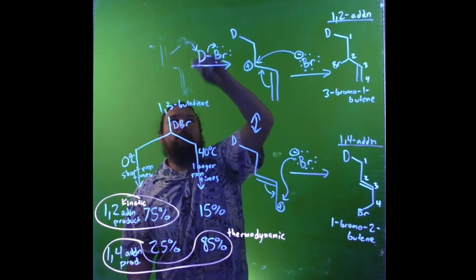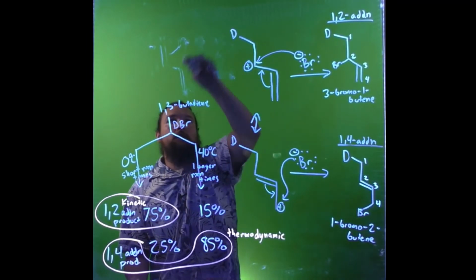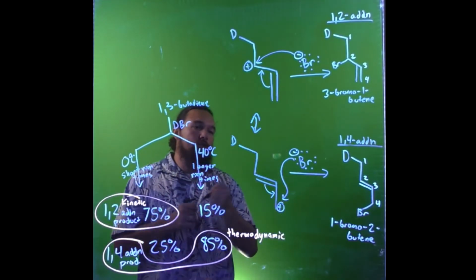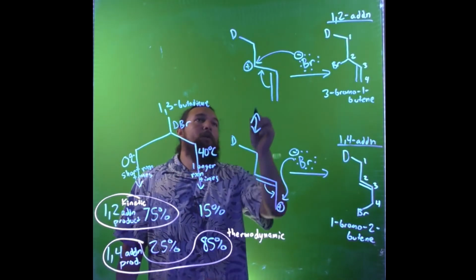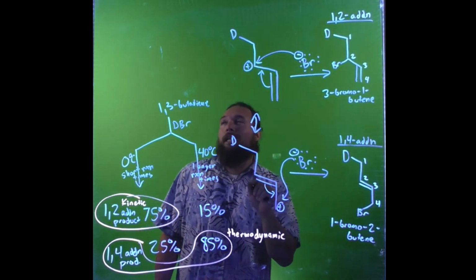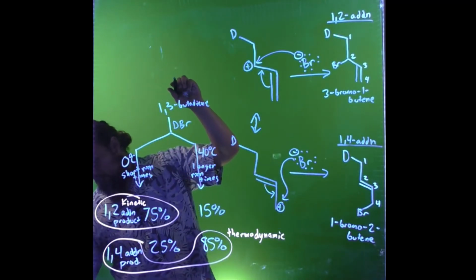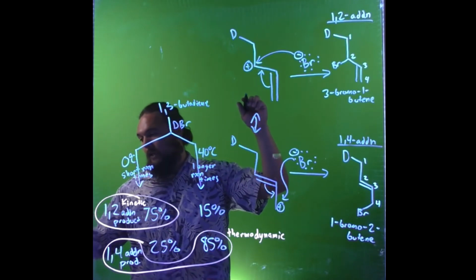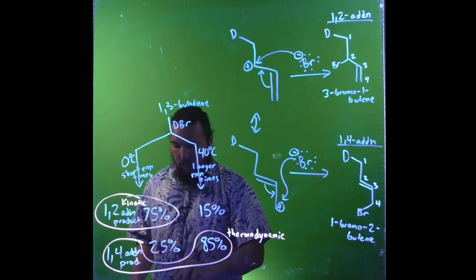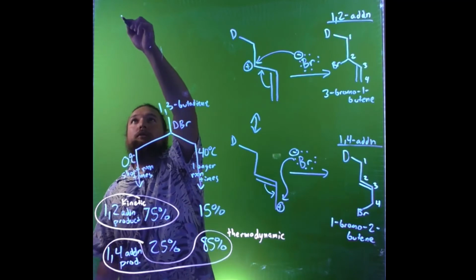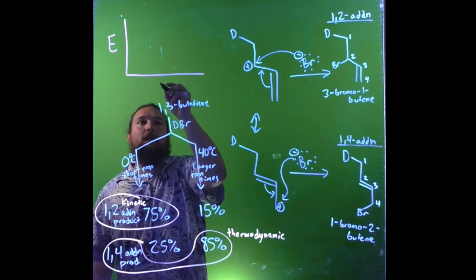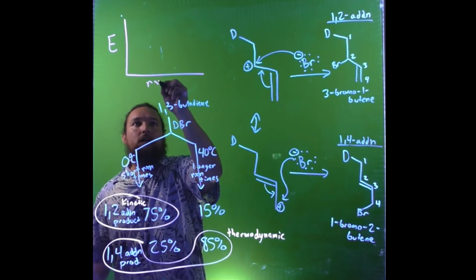So I'm going to erase this right here. And as we look at this, what someone said in the back was that this intermediate was lower in energy than this one. So what that means is if we draw an energy level diagram showing the reaction coordinate from the allylic carbocation intermediate, we have, let's do this in a different color. Let's go ahead and show an energy diagram with energy on this axis and the reaction progress.